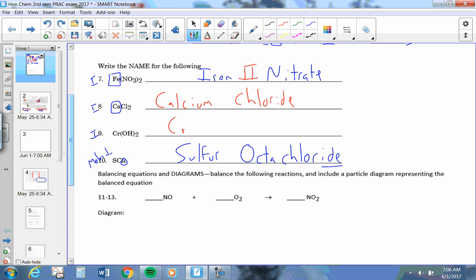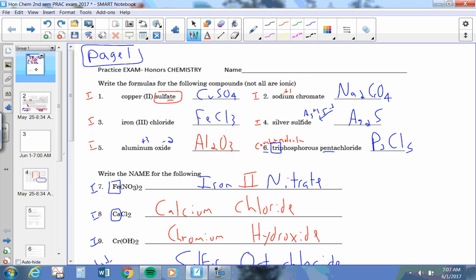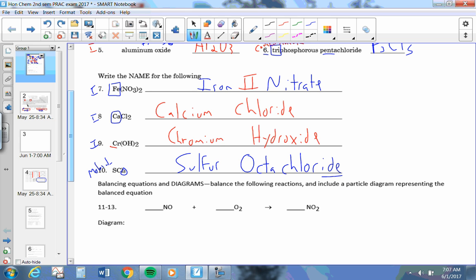Finally, Cr, chromium. OH, hydroxide. But if I check where chromium is located, it's a transition metal. Since it's a transition metal, I'm going to need a Roman numeral. I got to figure out what the Roman numeral is. Once again, if one chromium is tying up with 2 hydroxides, chromium with a plus, I don't know yet, OH with a minus 1, but there's 2 of them, so that's a negative 2. This had to be the chromium 2 hydroxide.